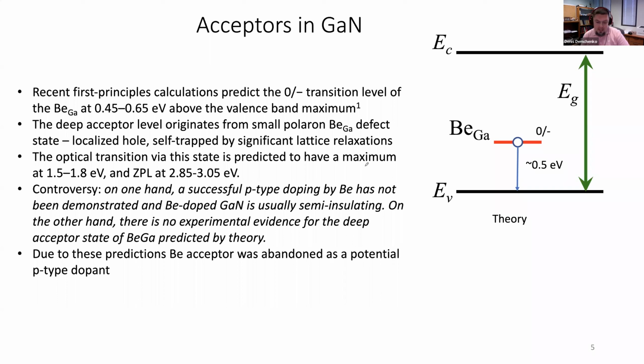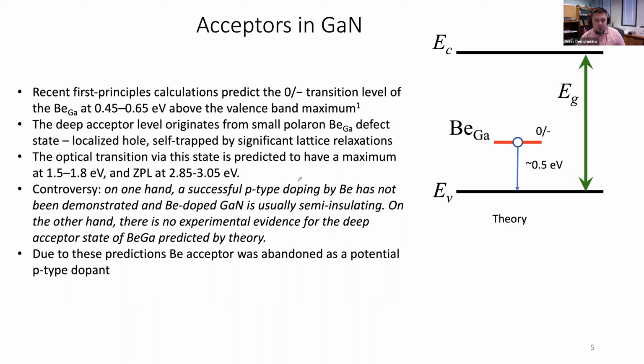This deep acceptor state originates from so-called small polaron. Small polaron is a hole that is self-trapped by a very large lattice relaxation. So what happens is if you put a hole on this acceptor, make it neutral, there is a lattice geometry of this defect where one of the bonds between beryllium and nitrogen gets stretched by a lot, by roughly 0.7 angstroms. And that stretching creates a local minimum where hole gets localized. And that leads to this very deep state of acceptor.